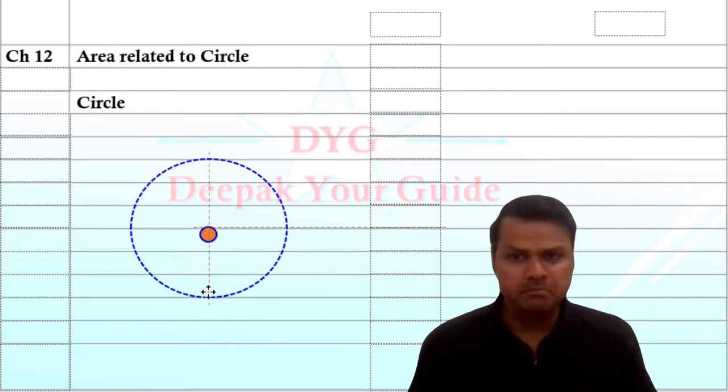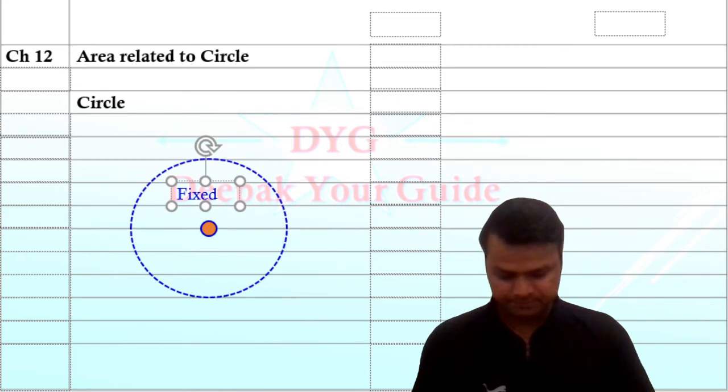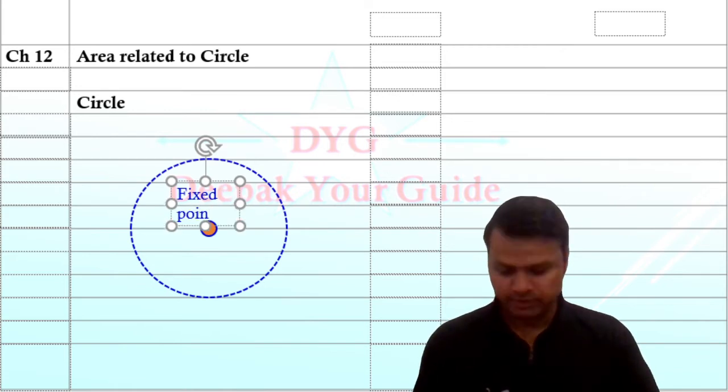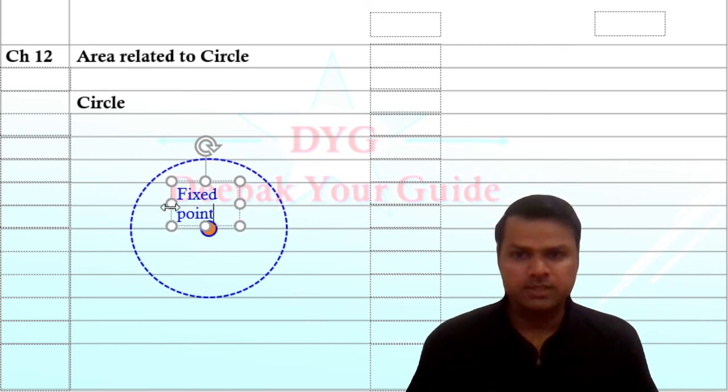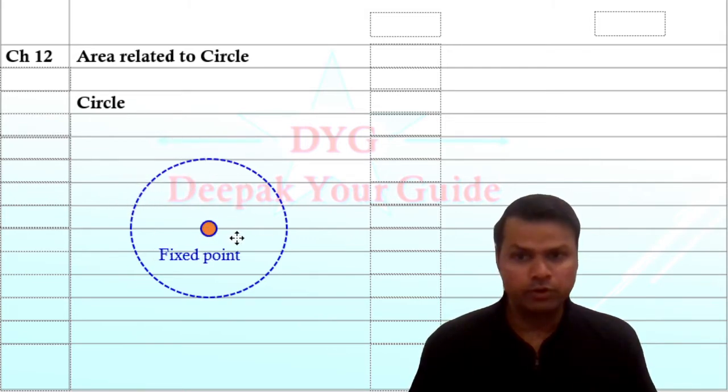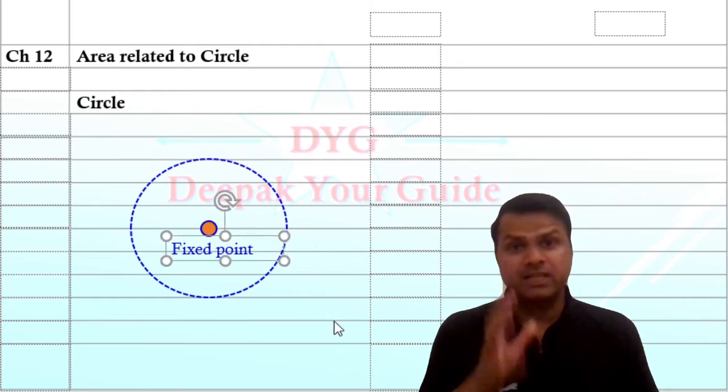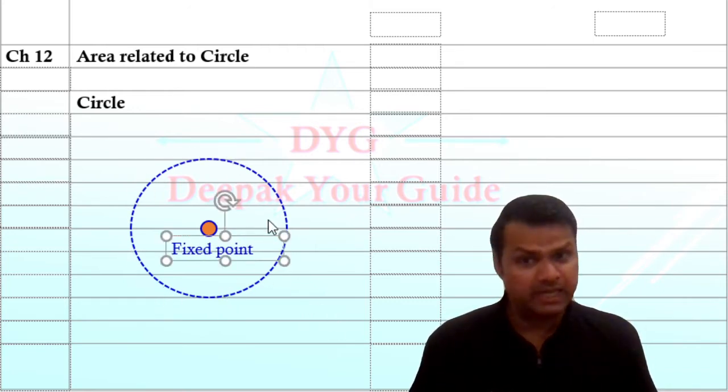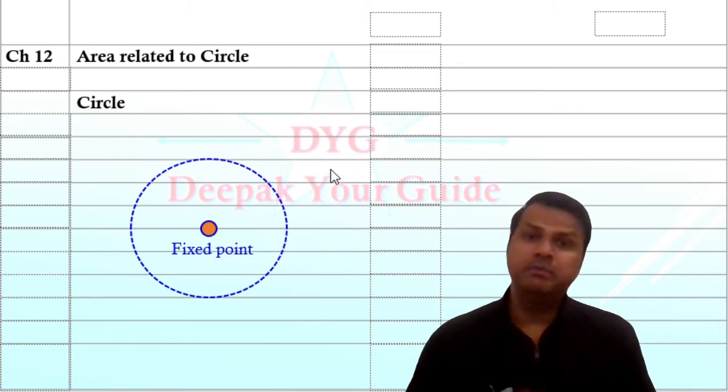Now, what we are doing is we are making sure that this point is fixed. We are fixing this point, so this does not move. This is the fixed point that we have. And now what is happening here is, from this fixed point, if we calculate the distance of these points, like any point here, the distance will be the same.